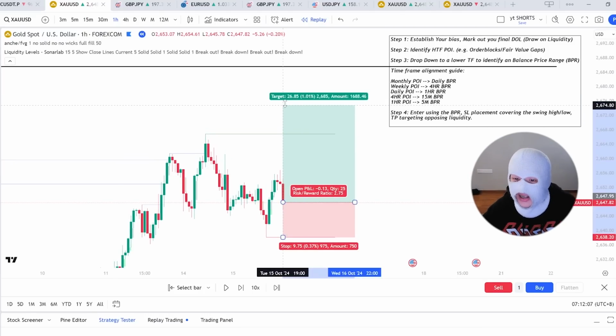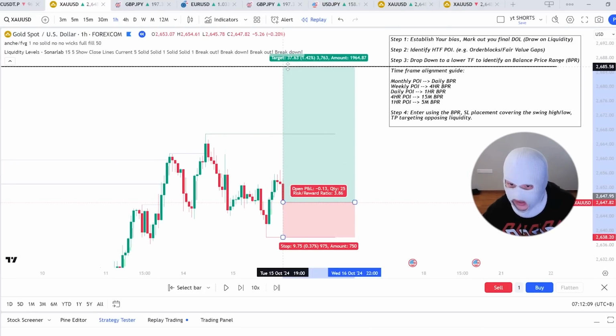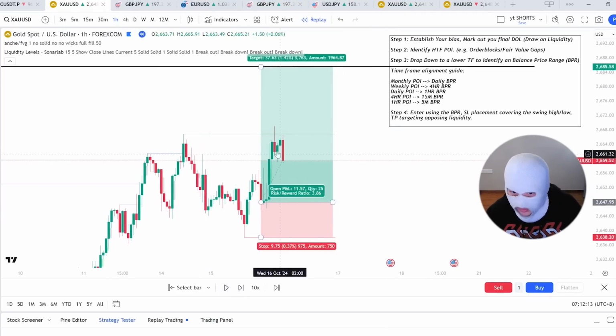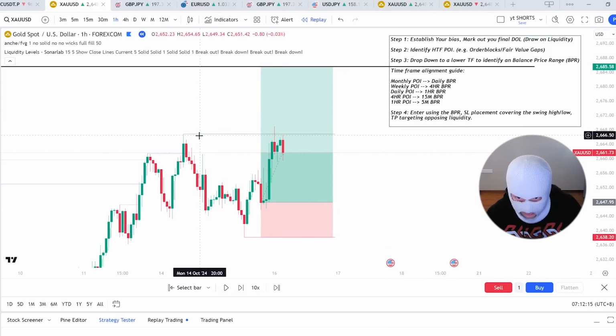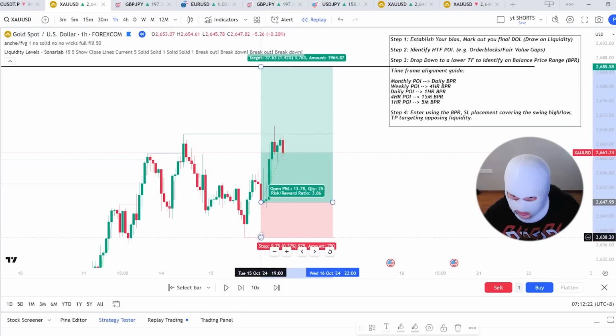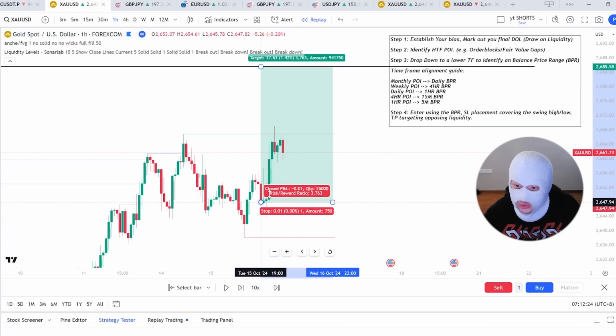We will then target that daily swing high as the final target. Now let's see how price plays out. We hit our first target at this blue line. This blue line denotes the current time frame's buy-side liquidity. And this is where we will take partials and set our stop loss to break even.